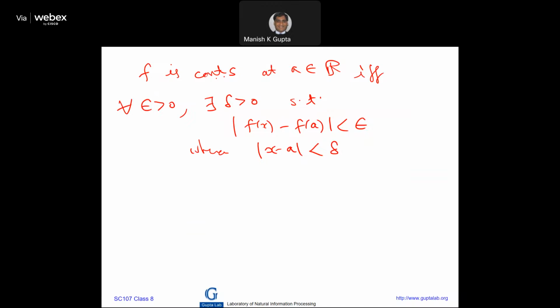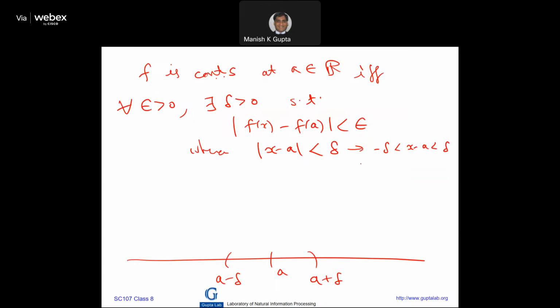So in terms of neighborhood, what is happening? This is the point a minus delta, a plus delta, because this corresponds to what? Minus delta less than x minus a less than delta. This implies that a minus delta is less than x is less than a plus delta, right? So we are getting this neighborhood, right? Clearly?